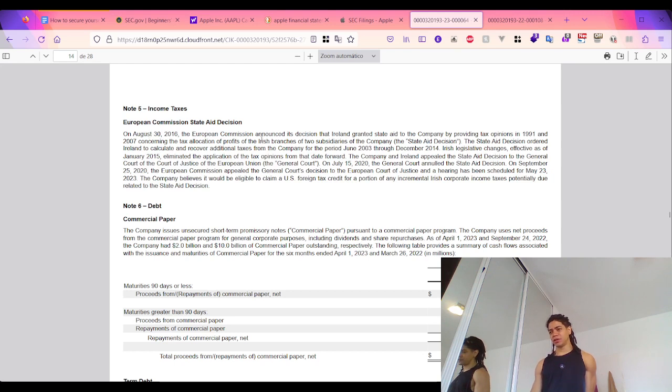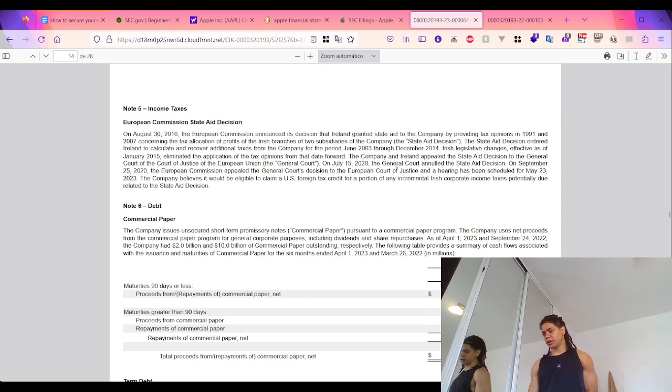On the income taxes, the European Commission announced its decision that Ireland granted state aid to the company by providing tax opinions in 1991 and 2007 concerning the tax allocation of profit of the Irish branch of two subsidiaries of the company. The state aid decision ordered Ireland to calculate and recover additional taxes from the company for the period of June 23, 2003 through December 2014. Irish legislative change effective January 2015 eliminated the application of tax opinions from that day forward. The company and Ireland appealed the state aid decision to the General Court of the Court of Justice of the European Union.